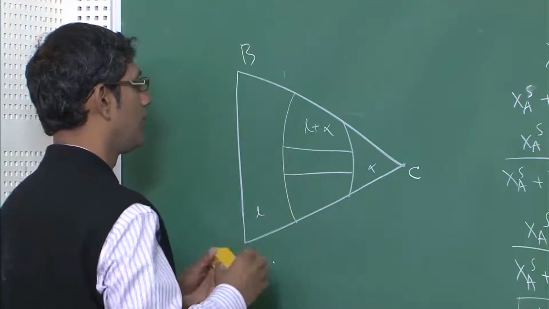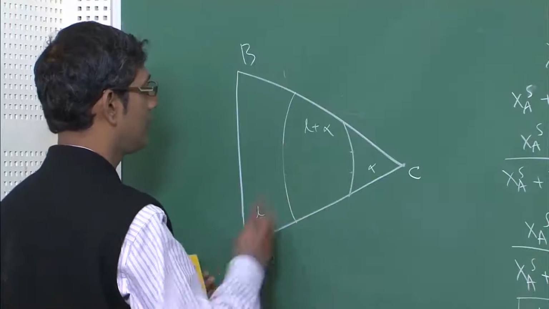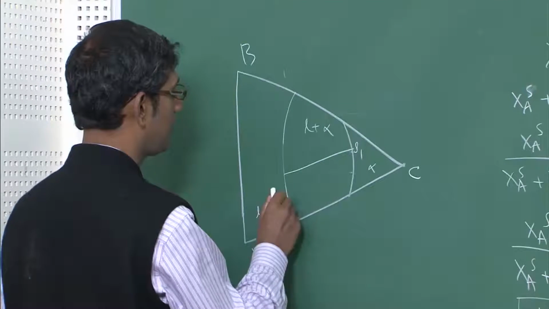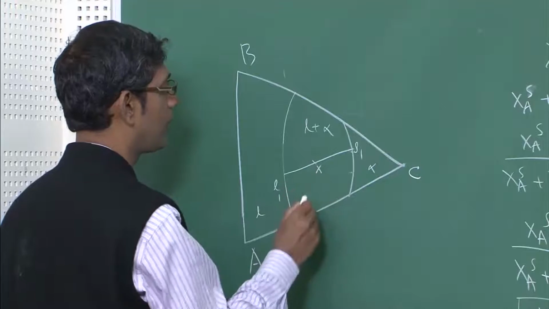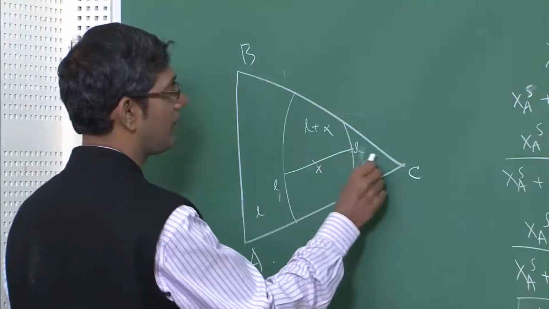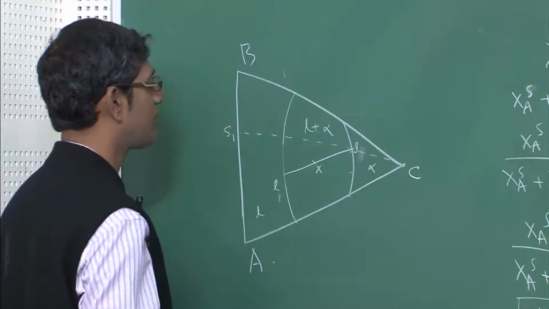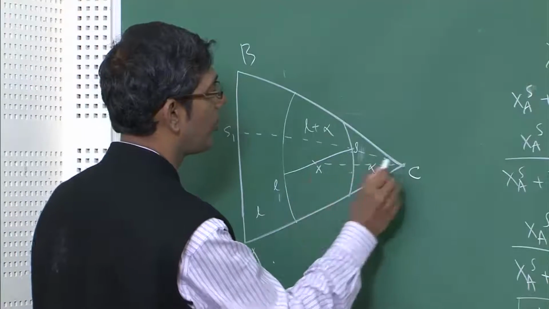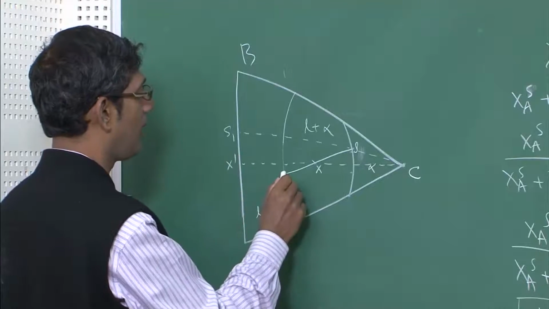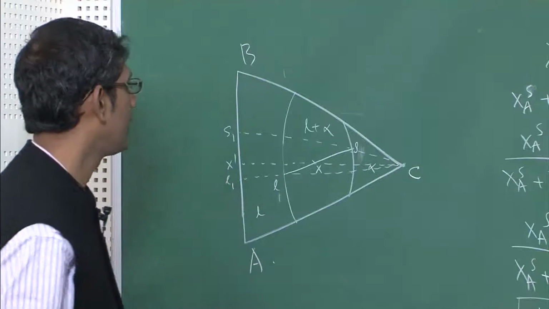Now, let me just draw an arbitrary tie line like this. This is S1, L1, and the alloy composition is X. Now, I join these two points C and X and extend this; this becomes X1. I join these two points, extend this, and it becomes L1. That is what I have done. And extending the line from C through S, this becomes S1.